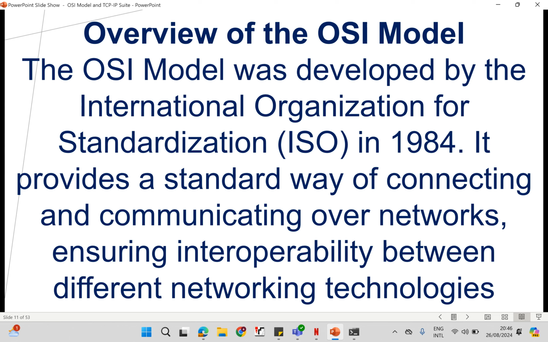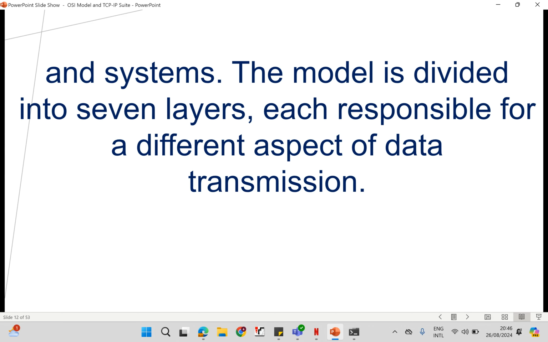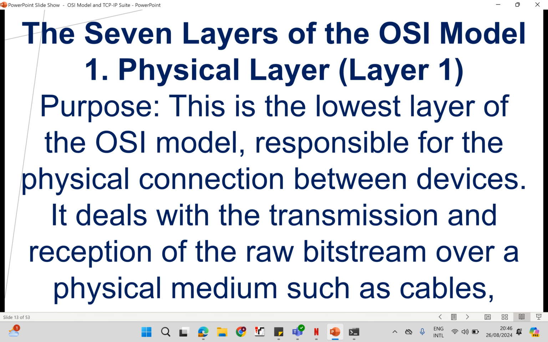If you have a question, please, you can ask. The model is divided into 7 layers, each responsible for a different aspect of data transmission. So let's take a look at them. The 7 layers of the OSI model.